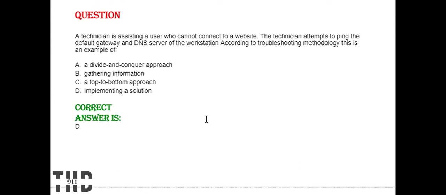A technician is assisting a user who cannot connect to a website. The technician attempts to ping the default gateway and the DNS server of the workstation. According to troubleshooting methodology, this is an example of option A, a divide and conquer approach. Option B, gathering information. Option C, a top to bottom approach. Option D, implementing a solution. The correct answer is option D.